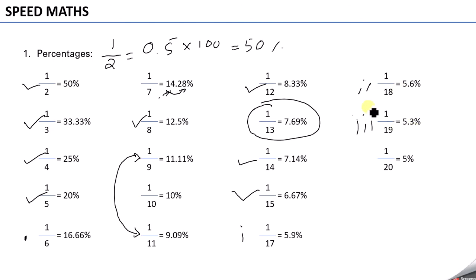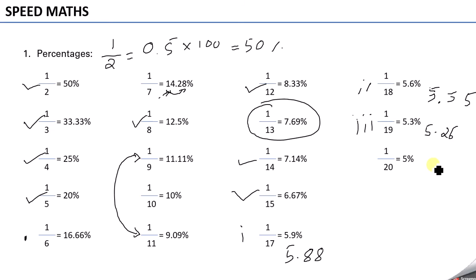This is not the exact value. The exact value would be different. For example, this is 5.88, this is 5.55, and this is 5.26 something. But by rounding it to a single decimal point, we get 5.9, 5.6, and 5.3. And 1 by 20, everyone knows it's 5%. So this is how we will remember all these percentages.